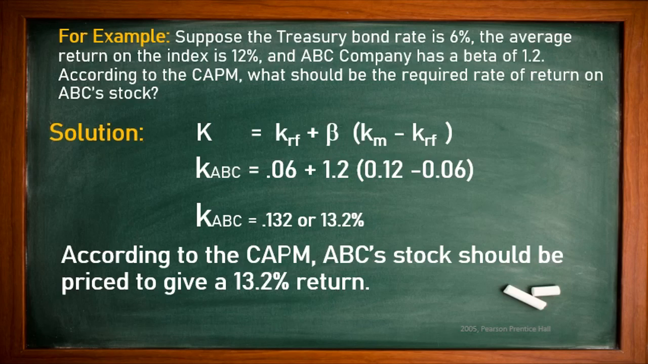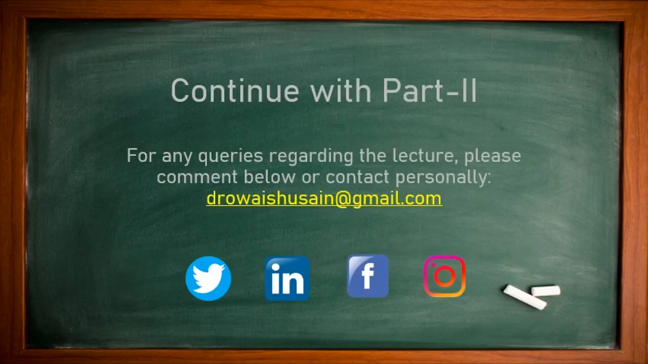So now you have priced the value. If ABC is offering a return of 13.2%, you can accept. If they are offering less than that, don't accept. If they are offering more than that, definitely, happily accept. Understand? Okay, there you go.